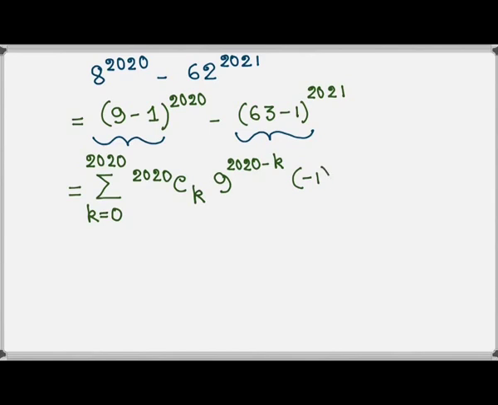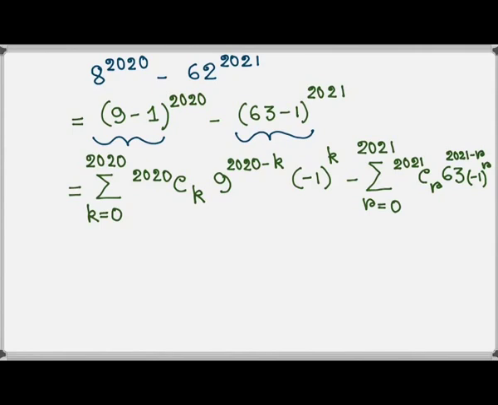into minus 1 to the power k, and this one is sum running from, let's say, r equal to 0 up to 2021, 2021 Cr 63 to the power 2021 minus r into minus 1 to the power r.